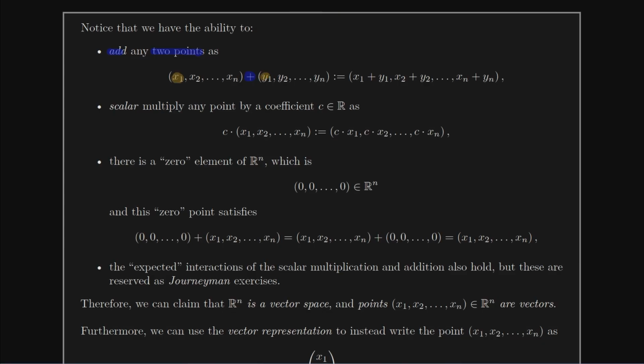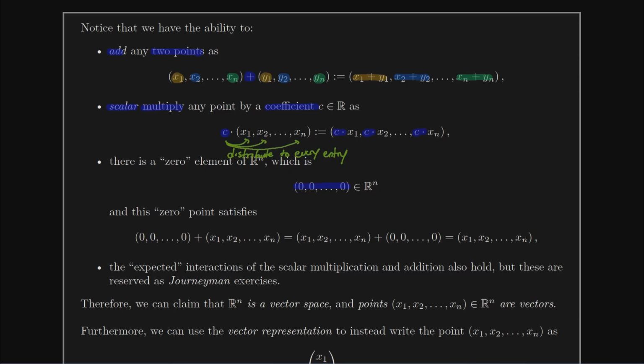We're going to add the first entry to the first entry. We'll get x1 plus y1. We'll add the second entry to the second entry, and we'll get x2 plus y2. And finally, we'll add the last entry to the last entry. We'll get xn plus yn. So adding 2 points together, you're just going to add each piece individually. And how are we going to scale, or how are we going to multiply by coefficients? We're just going to take this coefficient c, and we're going to distribute it to every entry, meaning that we're going to take c times the first entry, c times the second entry, and c times the last entry. And how does 0 work?